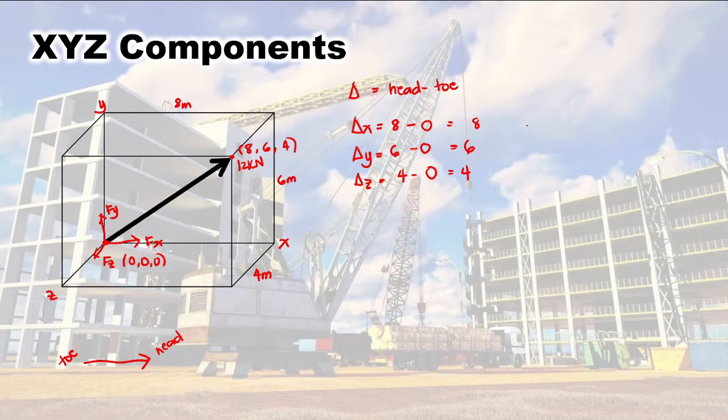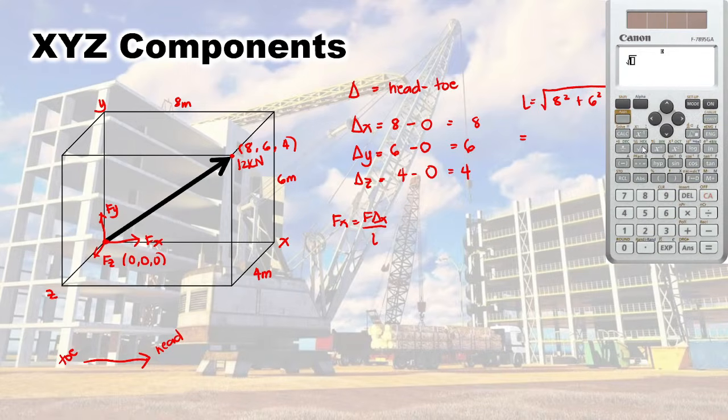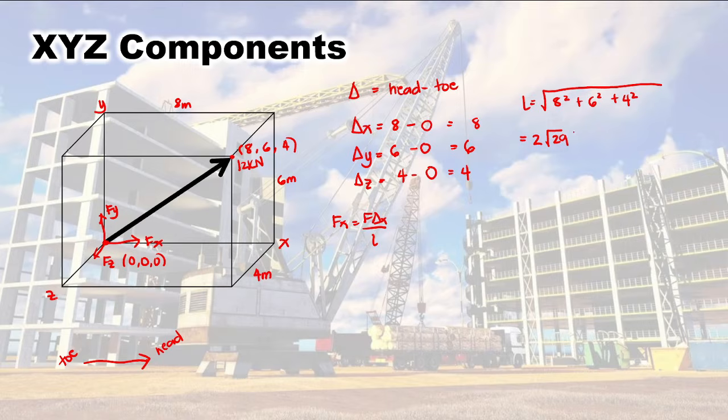Then, to get our components, we have our equation Fx is equal to F delta x divided by L. Now, how would we solve for L? Our L is just the square root of this value: 8 squared plus 6 squared plus 4 squared. That would be 2 square root of 29. So that is our L already.